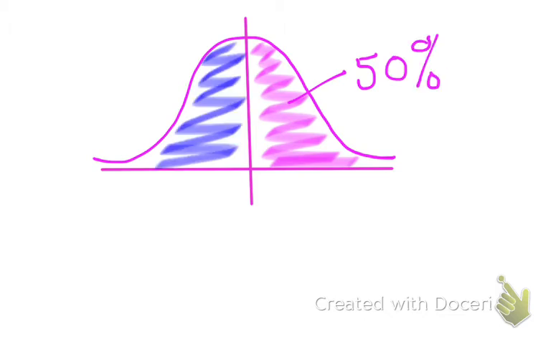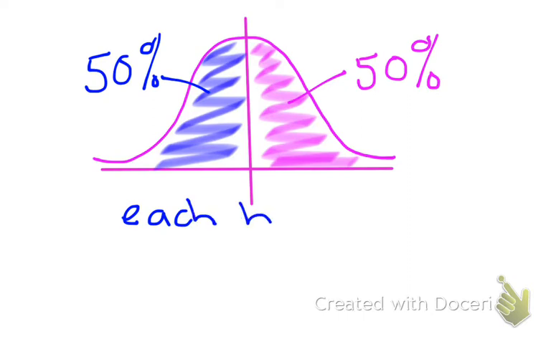Equally, if we look at the area on the left-hand side, so the area below the mean, that's also going to be 50%. Okay, so half of the data is above the mean, half of the data is below the mean because of the symmetric nature of the normal distribution.